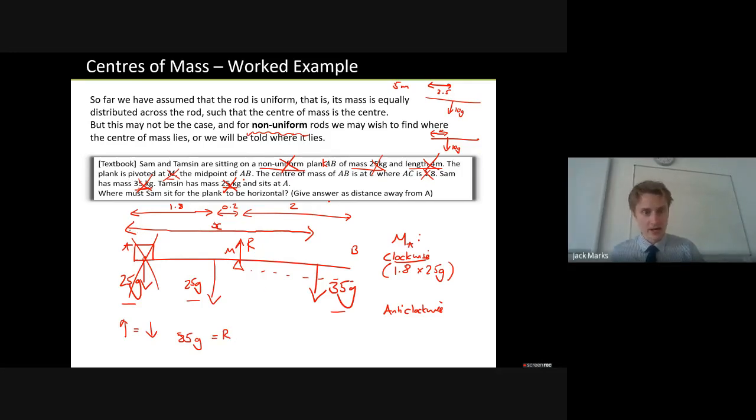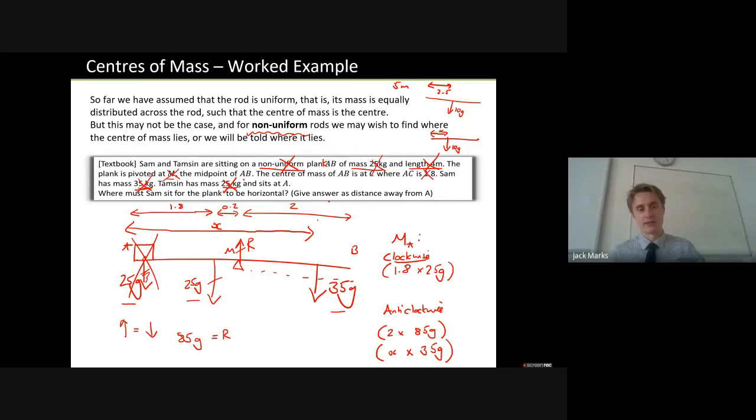So how far away is R? R is 2 meters away. So this will be 2 times R, and R is 85g. Okay, so that one you multiply by 0, so it disappears. This one we've done, this one we've done. How about this one? Well, this is the one that is a mystery distance. So it's x times 35g. And you can probably see already that if I equate all of these to each other, I'm going to be able to solve the problem. Okay, and that's how we do that.